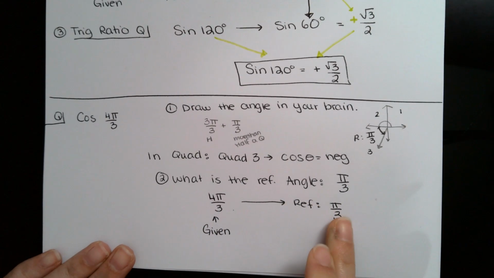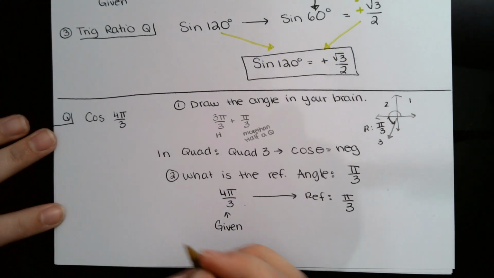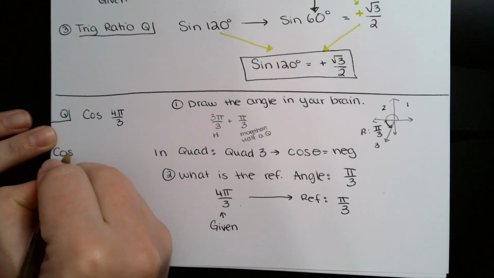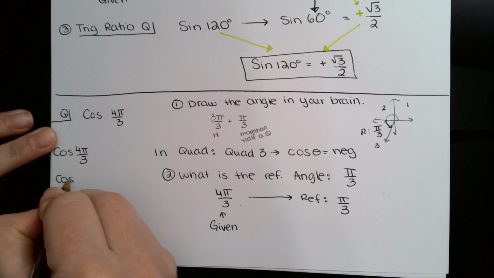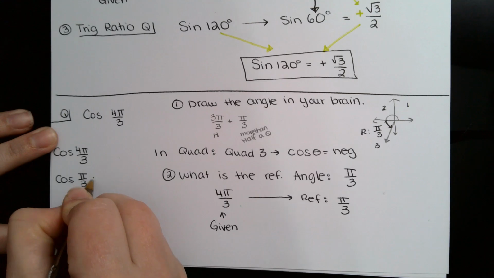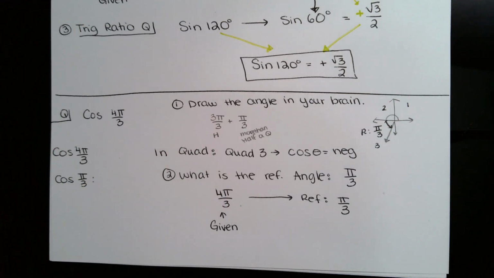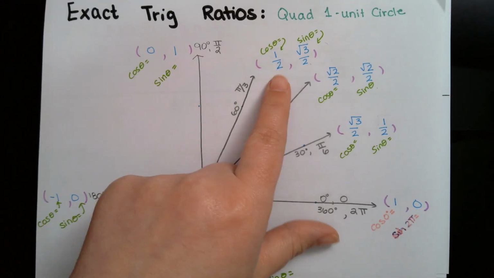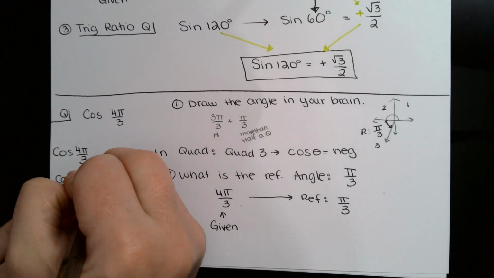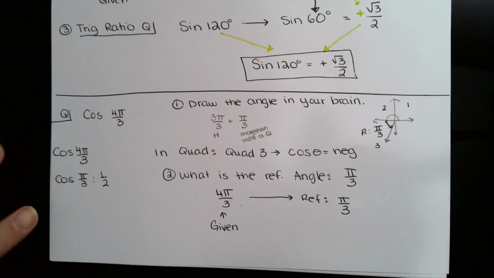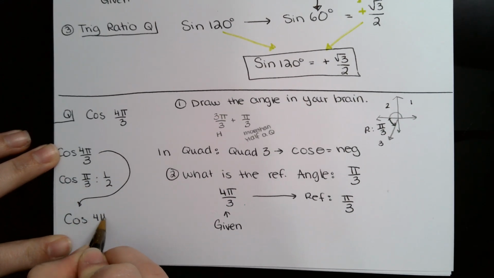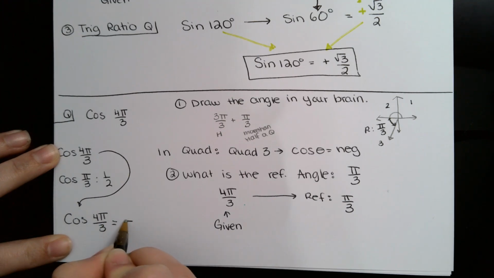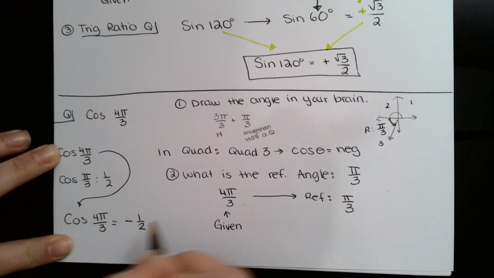So now we can use that pi thirds to solve for cosine of 4 pi thirds. Cosine of 4 pi thirds is now cosine of pi thirds. Cosine of pi thirds, cosine is our x value, pi thirds is 60 degrees. We get 1/2. And again, that should be memorized already. But because we're actually looking for an angle in quadrant 3, our answer is now negative 1/2.